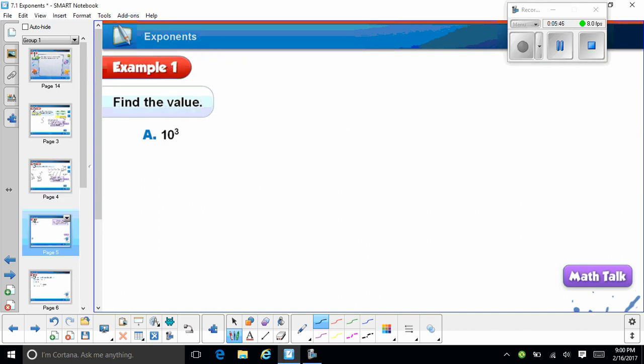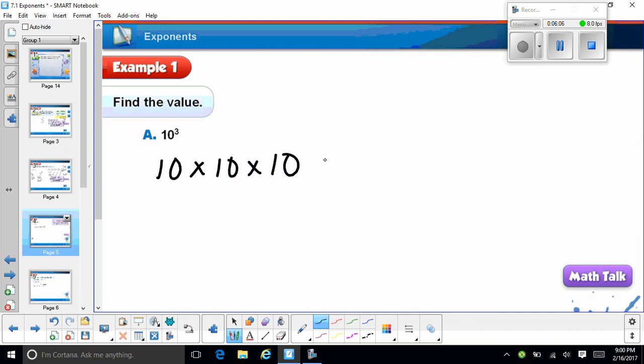Okay, in this type of problem, they've already given you the exponent, which has a base number of 10. My exponent is 3, so I'm looking for the third power of 10. I would go ahead and set this up with repeated multiplication. So 10 times 10 times 10.